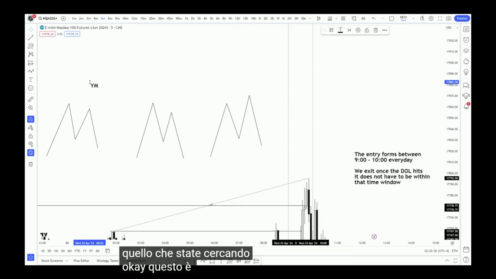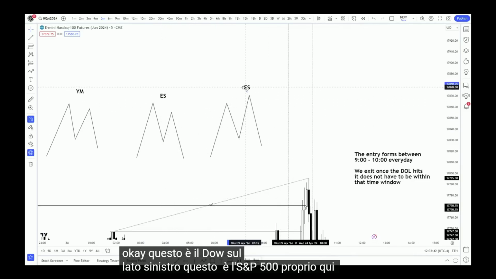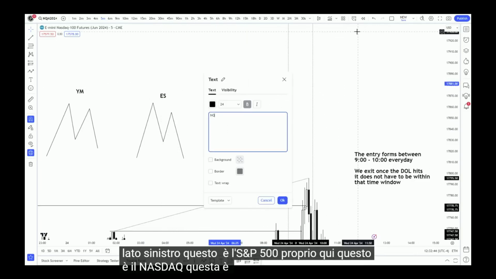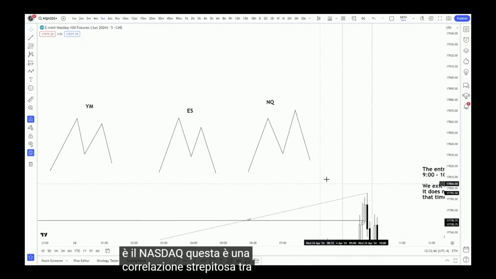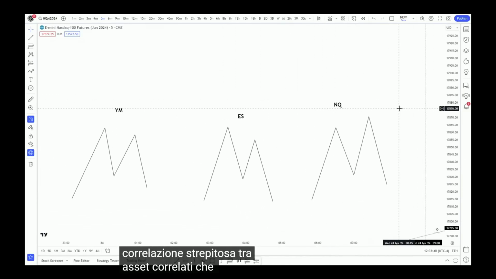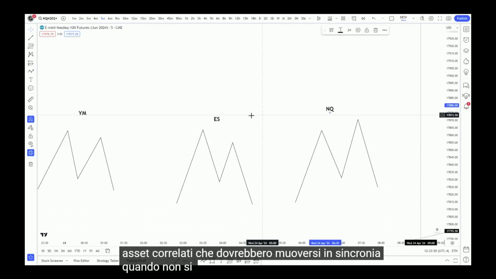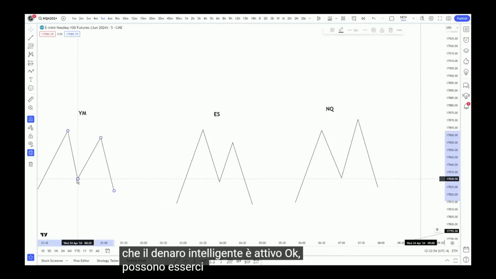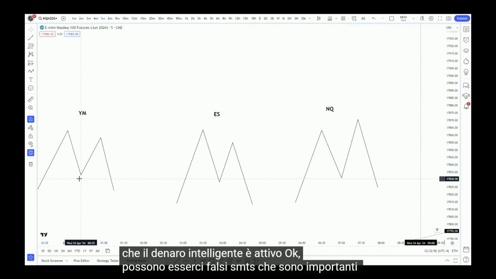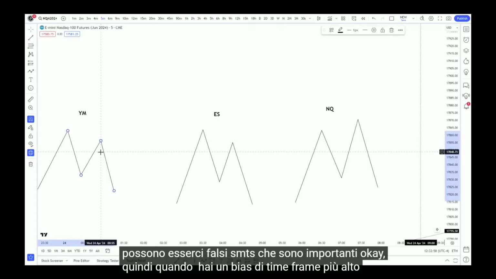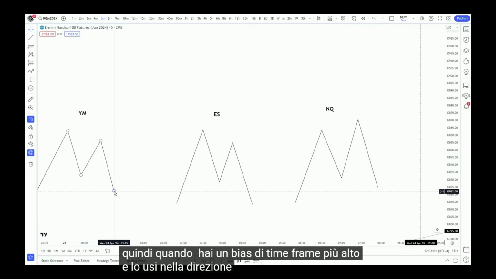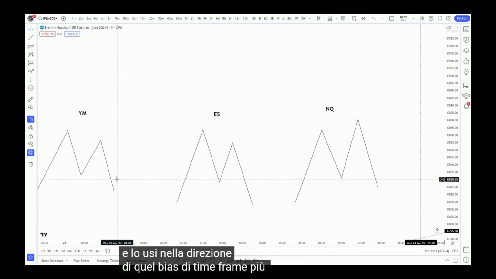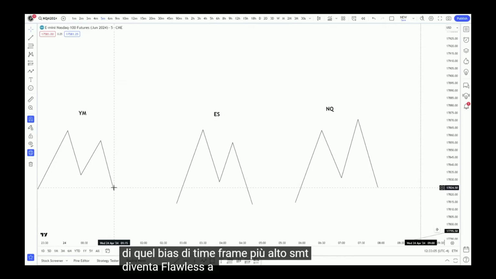Okay, this is the Dow on the left side. This is the S&P 500 right here. This is the NASDAQ. This is a cracking correlation between correlated assets. They should be moving in sync. When they don't move in sync, it shows that smart money is active. Okay, there can be false SMTs. That's important. Okay, so when you have a higher time frame bias and you use this in the direction of that higher time frame bias, SMT becomes flawless at that point.